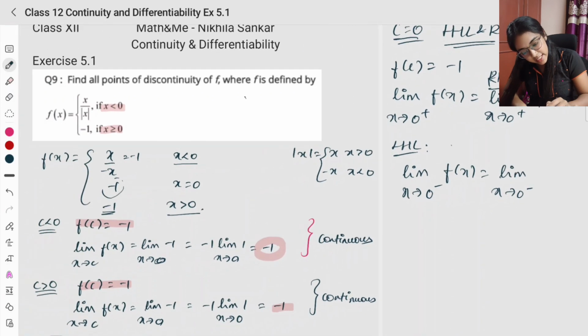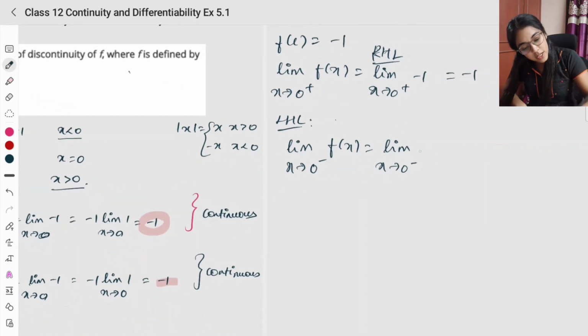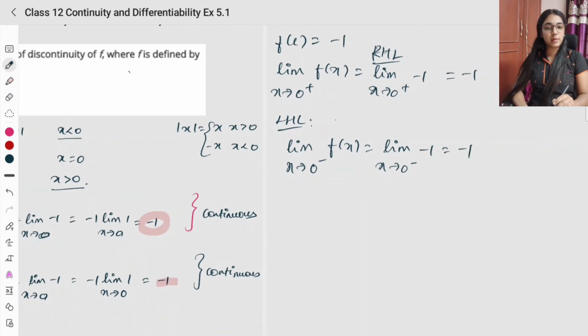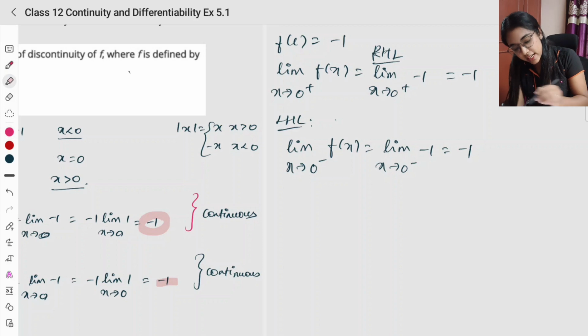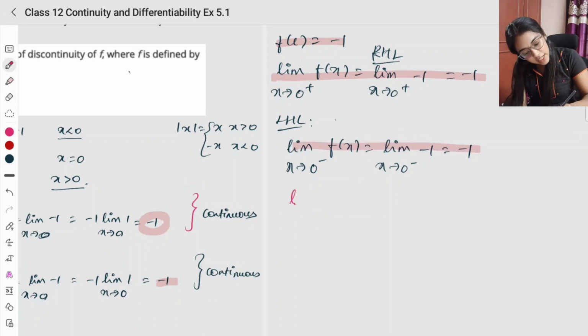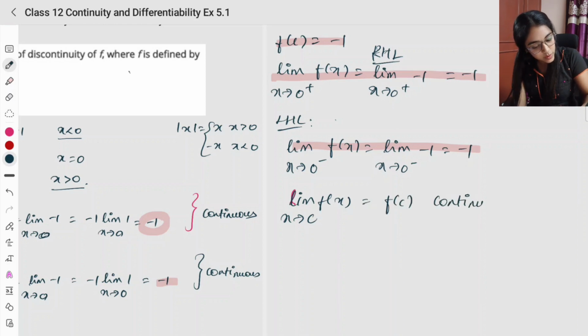limit x tends to 0 minus, where x is less than 0, what do we have? x divided by minus x, which is minus 1. So again I have minus 1. Taking this outside the limit, I am left with minus 1. Super. Now what condition do we see here? I see that f of c is minus 1, the right hand limit is minus 1, and the left hand limit is also minus 1. So when all the three conditions are satisfied, I have limit x tends to c of f of x equal to f of c, which means it is continuous. So according to the question, there is no point of discontinuity. It is continuous everywhere. Okay?